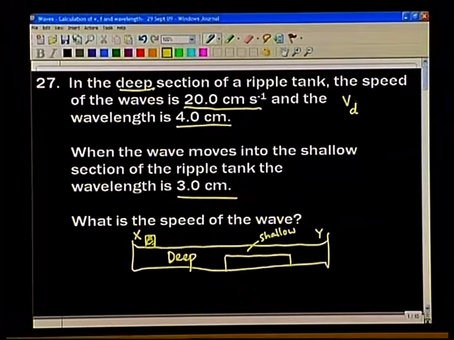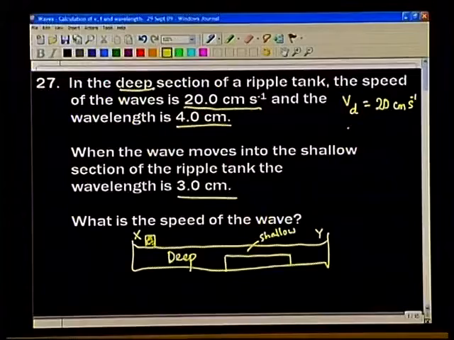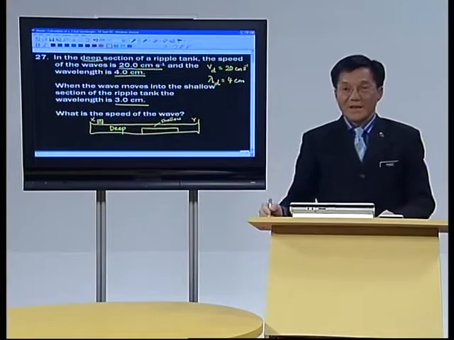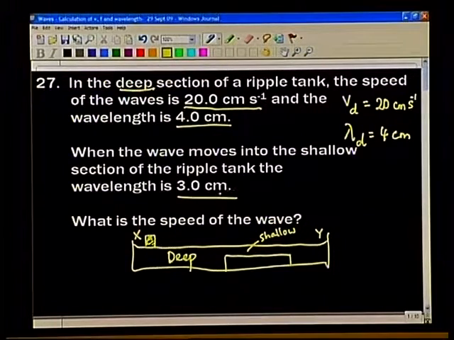The speed in the deep section? Alright, 20 centimeters per second. And what about the wavelength? The wavelength in the deep section is 4 centimeters. Get it? And what about the 3 centimeters? It is the wavelength in the shallow section.